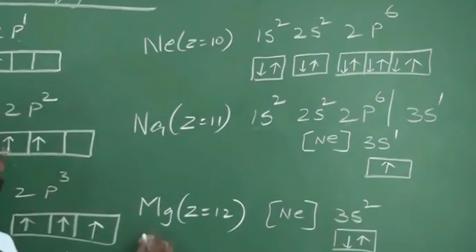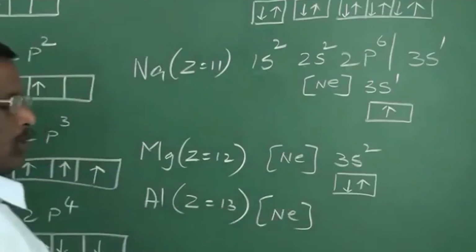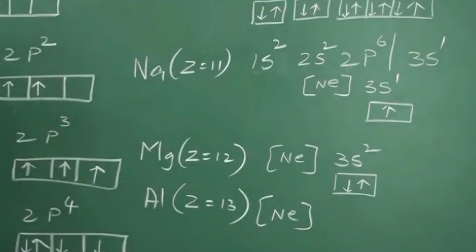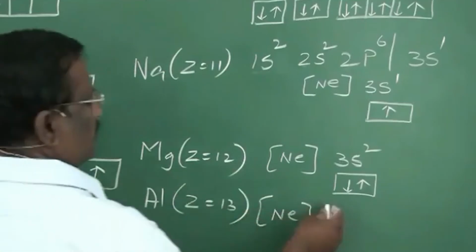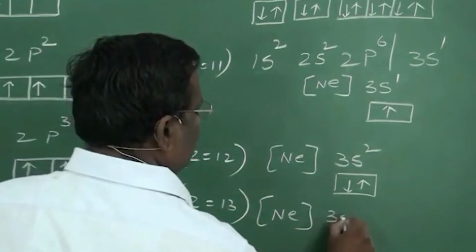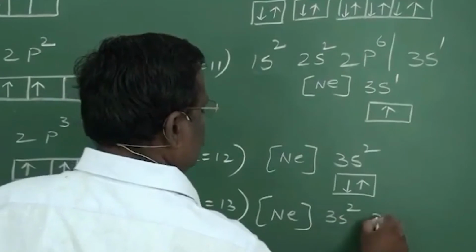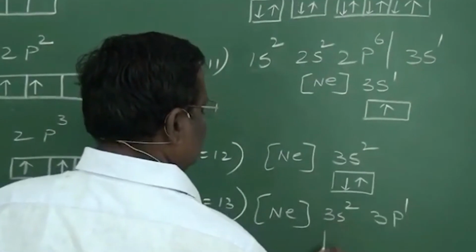Aluminium. Up to neon, the first 10 electrons will have the same neon configuration, 1s2, 2s2, 2p6. Then from the 11th electron onwards, it has a different configuration, 3s2, 3p1.